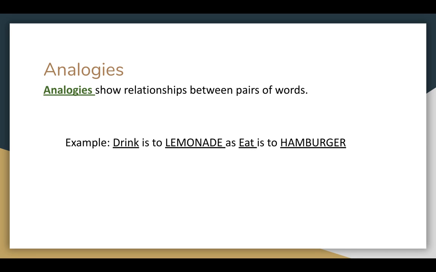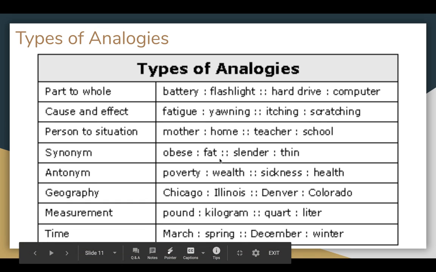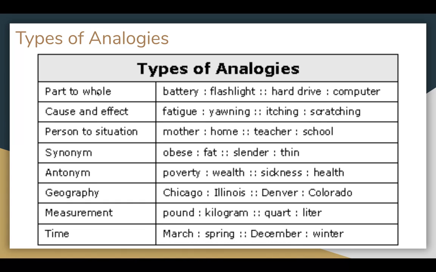And we're going to go a little bit deeper into analogies later this week. So this is just a surface level type of activity. So let's look at types of analogies. There are many different types of analogies. A part to whole. So you need part of it to make it whole. So you need a battery in a flashlight. Or think of it this way, a battery is part of a flashlight and a hard drive is part of a computer, right? A battery is part of a remote.